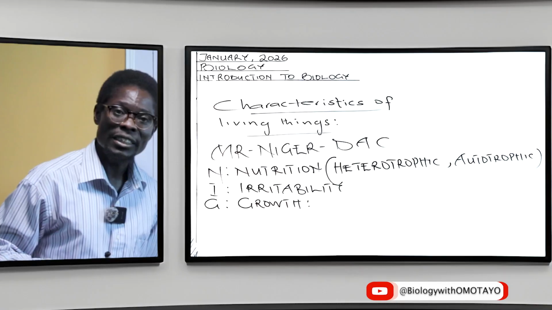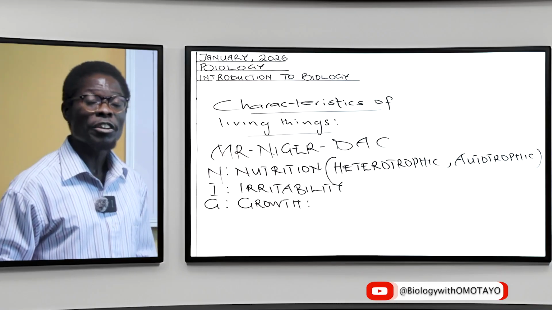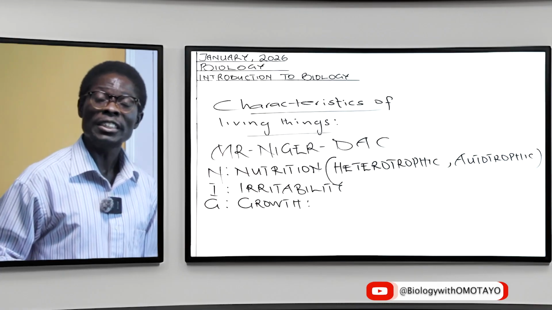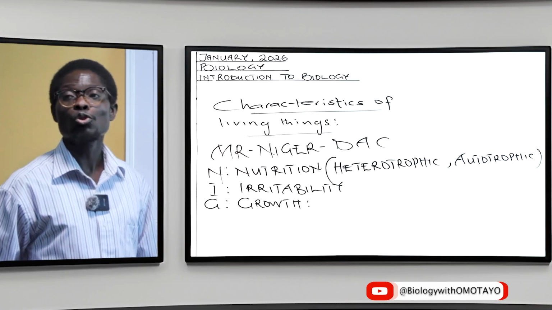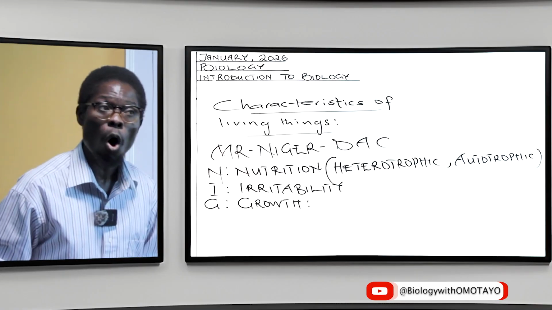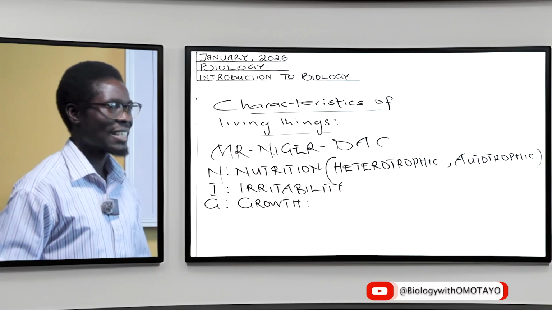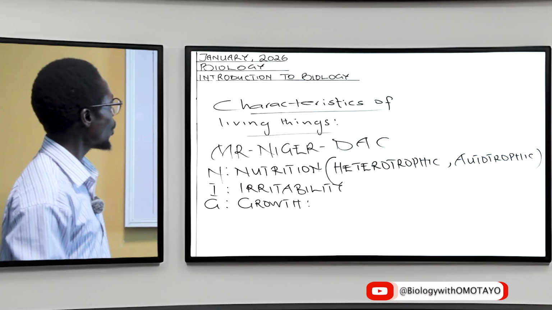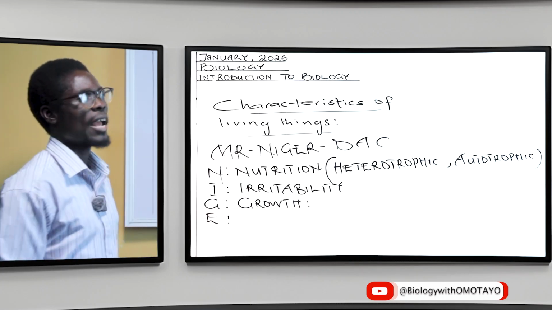So, usually, for growth to be observed, we do have increase in cell size or increase in cell number. And usually, these do progress into differentiation of cells. So, we do have cell multiplication, cell enlargement, cell differentiation. We move next to excretion.